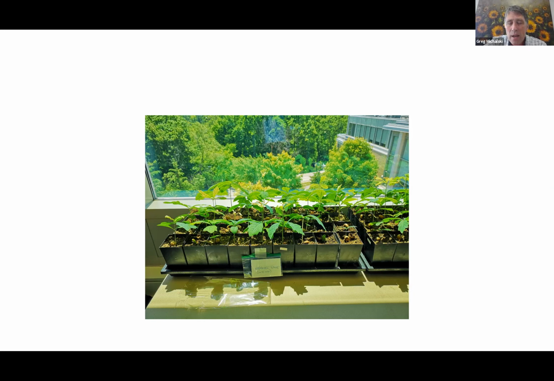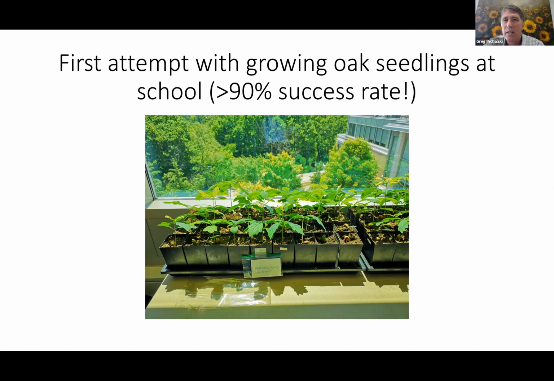Well over 90% of any of the acorns we planted sprouted and started growing into seedlings. Just like a third dose COVID vaccine, greater than 90% success rate. So we were quite happy about that.